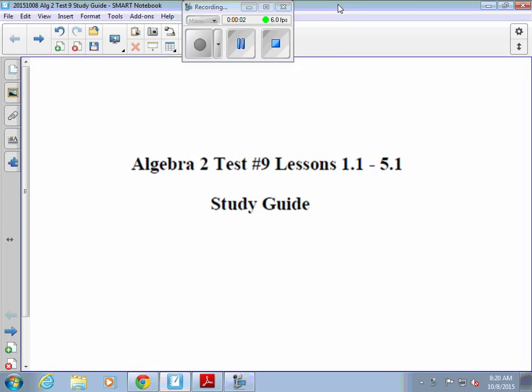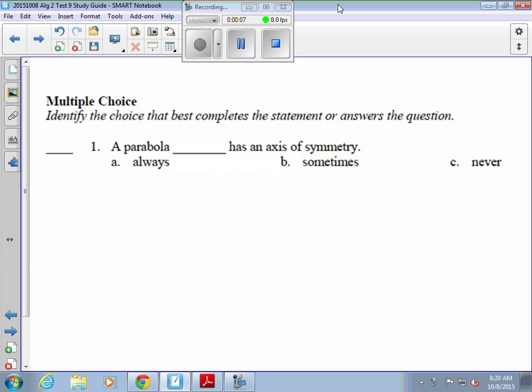This is Algebra 2, test number 9 through lesson 5.1, graphing quadratic equations study guide. First question is a multiple choice question. It says a parabola blank has an axis of symmetry.